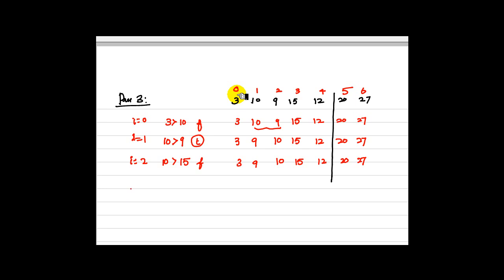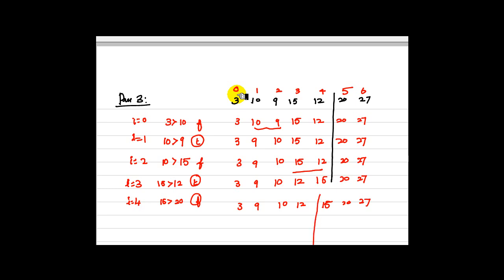Now I gets incremented to 3. It checks 15 is greater than 12, it is true. Hence we have a swap between the elements 15 and 12 and they get interchanged. Now I gets incremented to 4. It checks whether 15 is greater than 20, it is false. So we don't have any interchange. We have the elements retained as such. After the third pass, the last three elements get sorted in their positions.